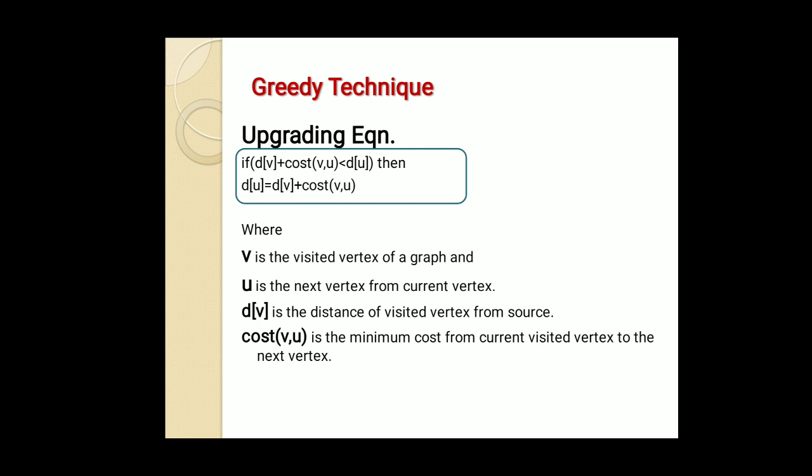And here I have given some notations like what is v, what is u, what is d of v, and cost of v comma u. So here we are trying to reach from one particular node to the other. Here I'll give one more example wherein a person is trying to reach a particular place. Say suppose I want to travel from my native place to Bangalore or Delhi, right? So how would I reach Bangalore or Delhi?